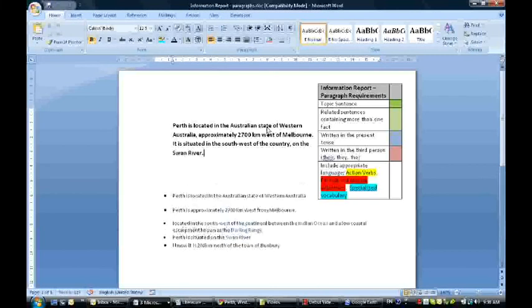So I've ignored the escarpment known as the Darling Range, because I've put the Swan River in its place because I think the Swan River is a little bit more known and a little bit more relevant. So as you can see, I'm ordering the information in relevance. So I think more people know about the Swan River than the Darling Range. So let's read over our paragraph so far. Perth is located in the Australian state of Western Australia, approximately 2,700 kilometres west of Melbourne. It is situated in the southwest of the country on the Swan River.